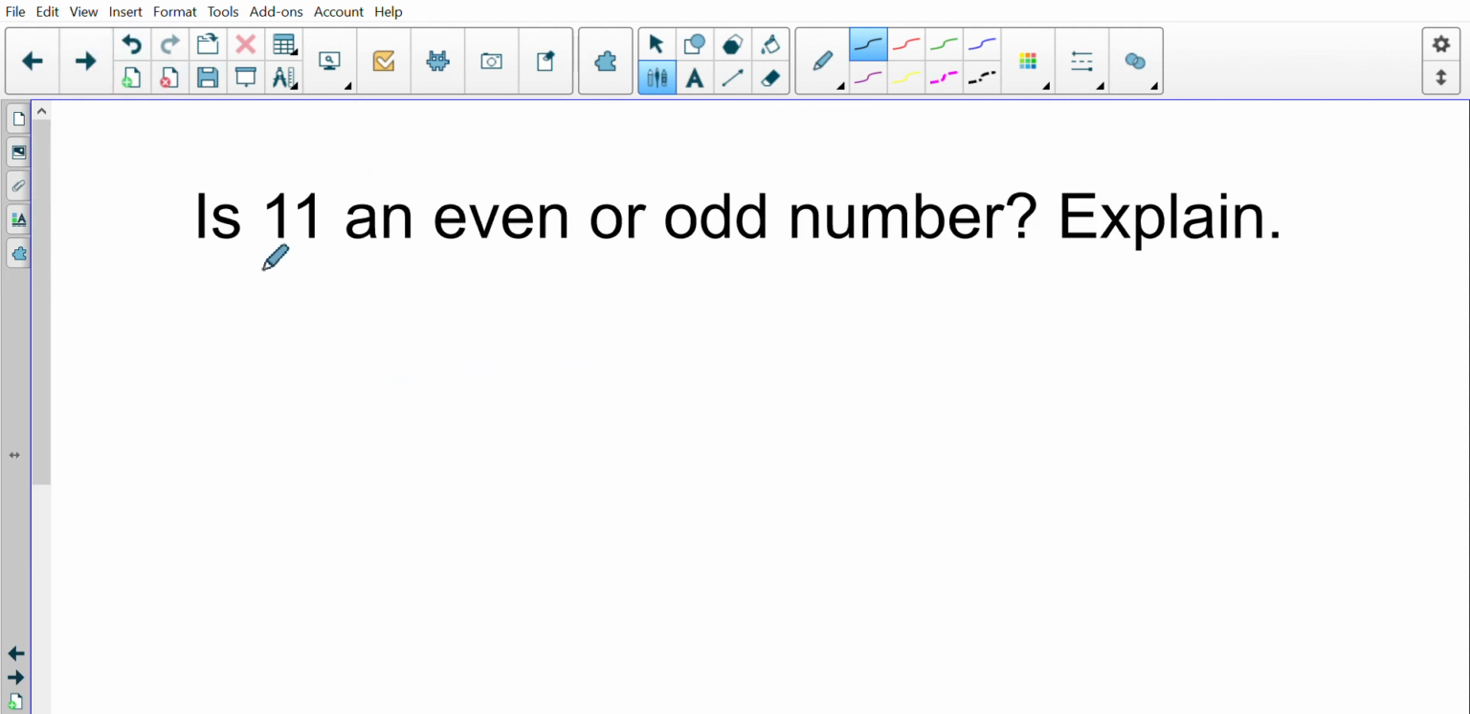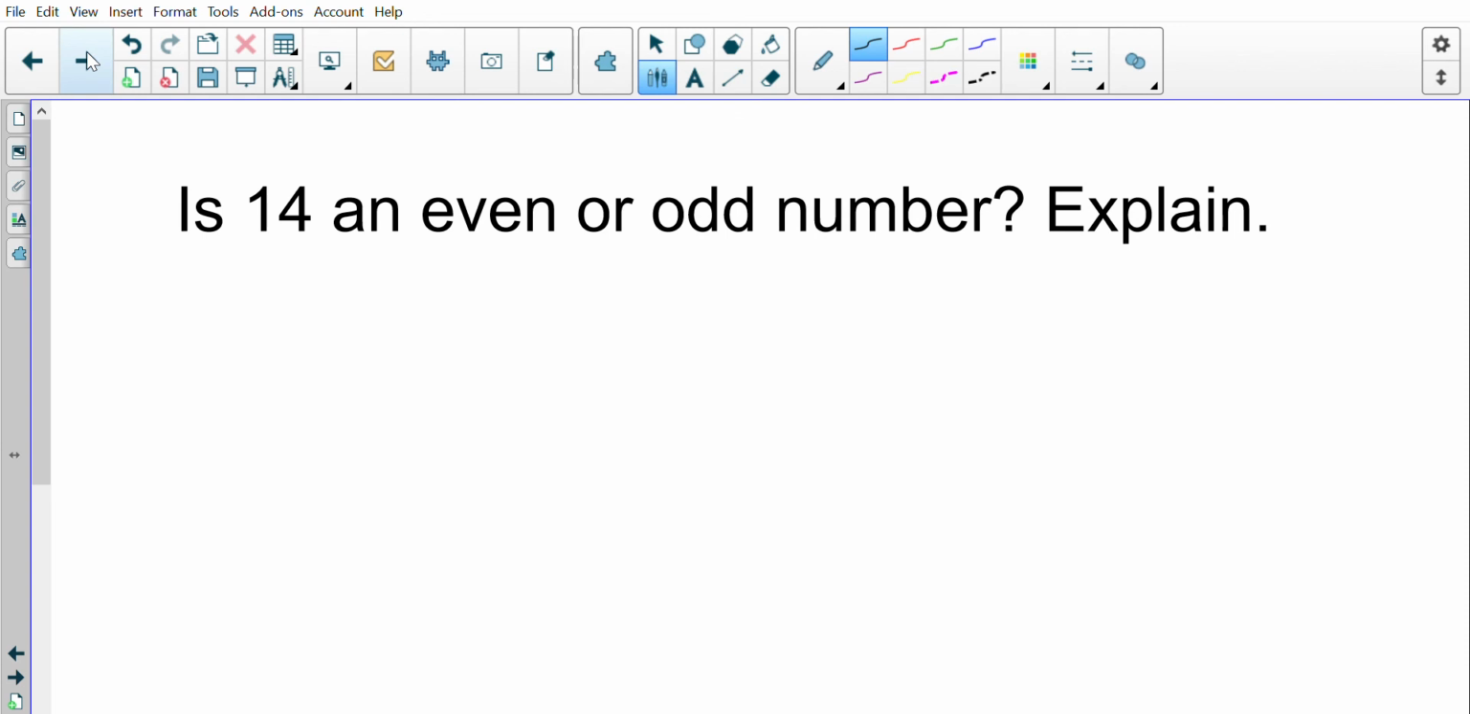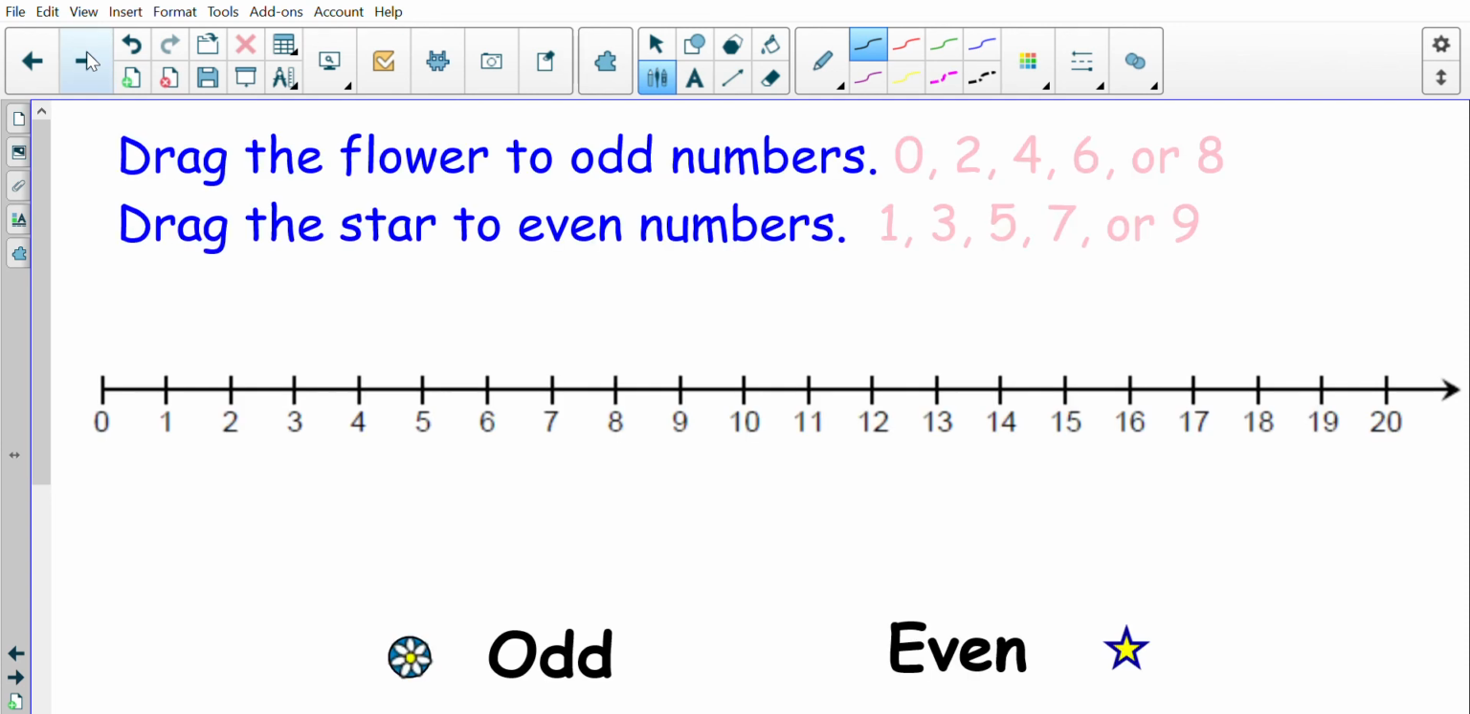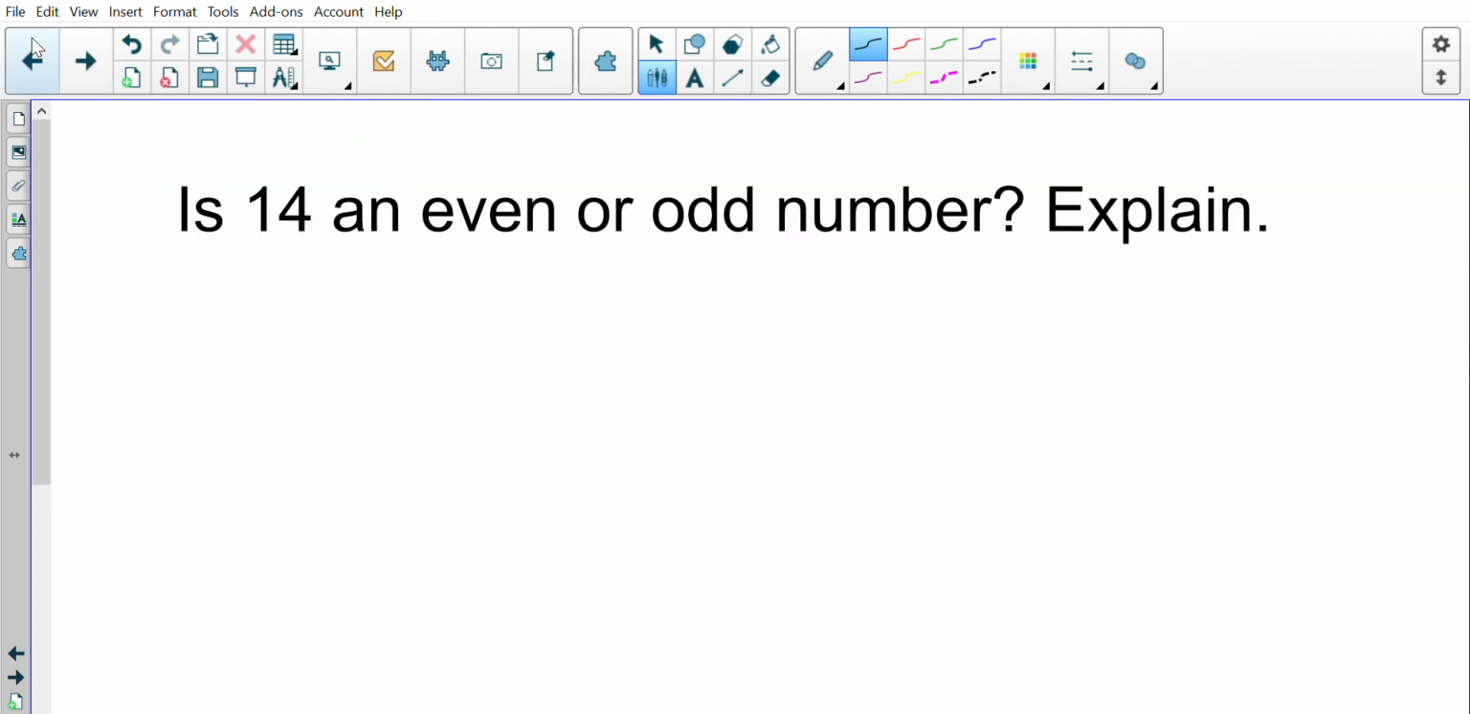Okay? Think about 11. Is it even or odd? Don't just tell me about that one. Tell me, can it be divided into 2 equal groups? That's what we're asking in the explain part. Don't just tell me it ends with a 1, so that makes it a blank number, even or odd. Tell me what makes it an even and odd number. If it were divided into 2 equal groups, what would those groups look like? Same thing for 14. So that's kind of what you're doing on those slides.